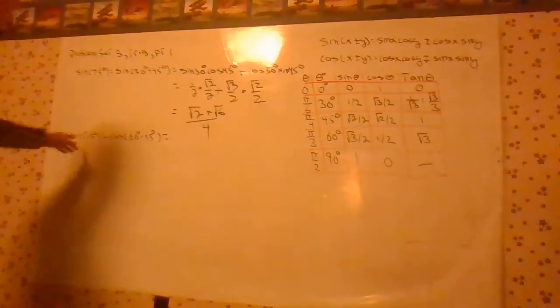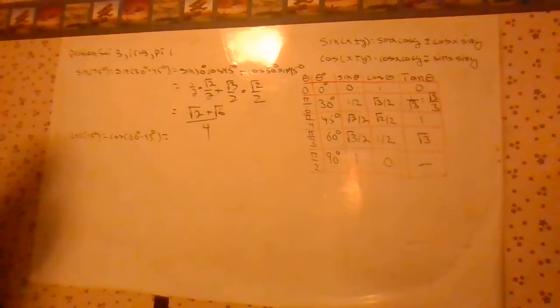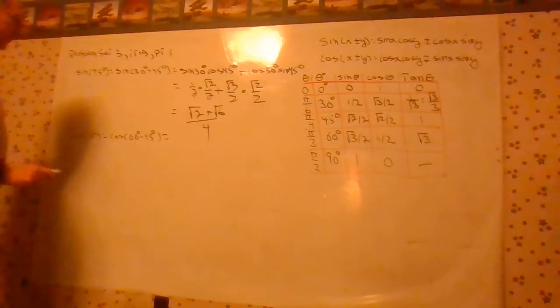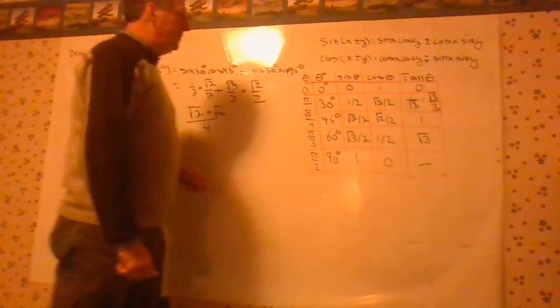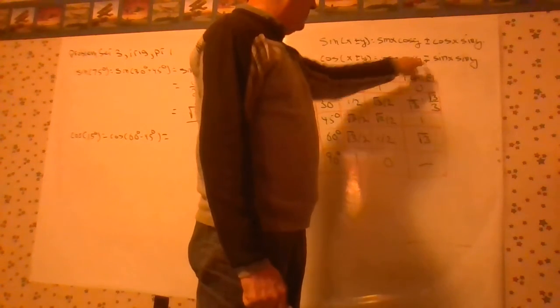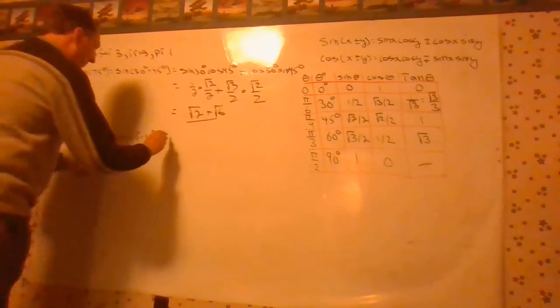Now, second of all, cosine 15. You can do that as 60 minus 45, or you could do 45 minus 30. Take your pick. It doesn't really matter. Now, the cosine formula, cosine minus, you have to use a plus in between these two terms. It switches.